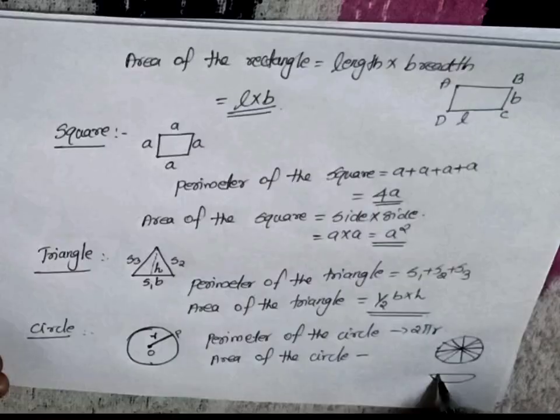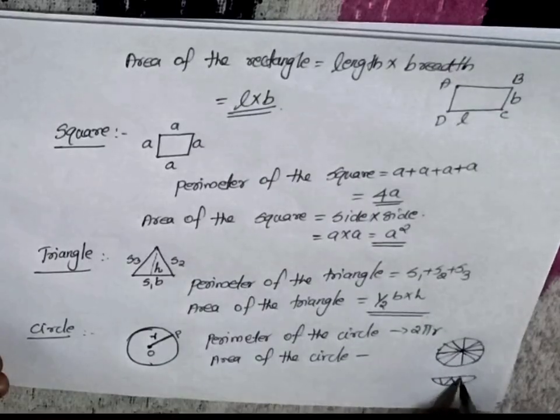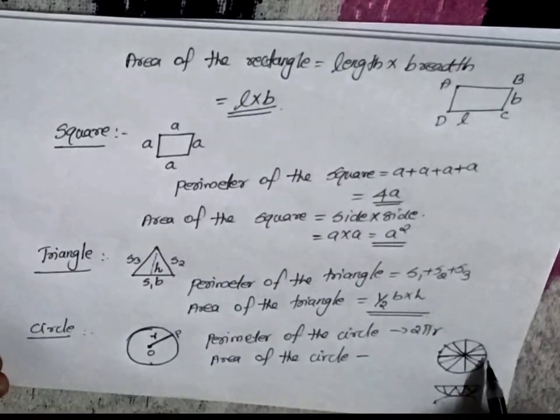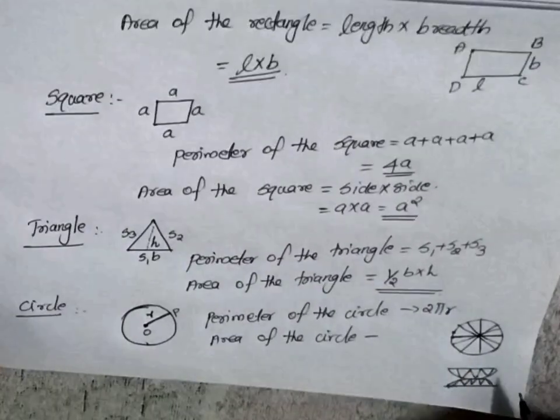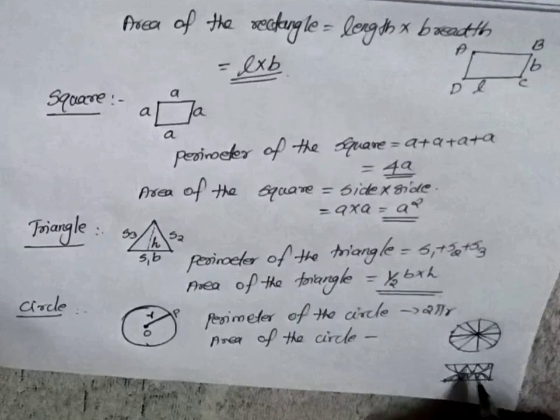In a layer, we have to take each circle and divide it into two equal parts, that is, two semicircles, and paste them in this manner. Therefore, we will get a rectangle.